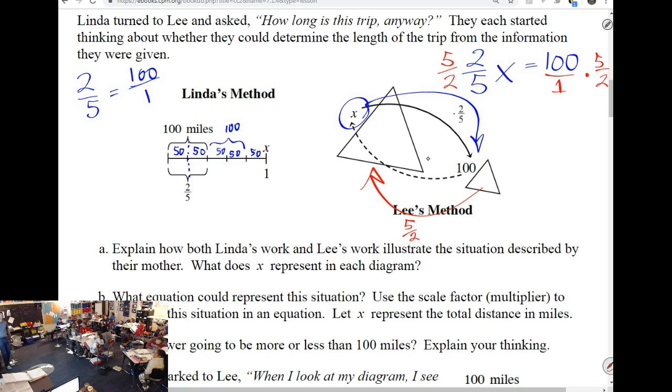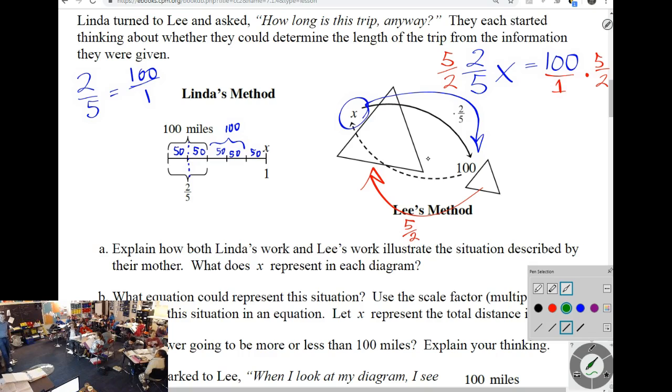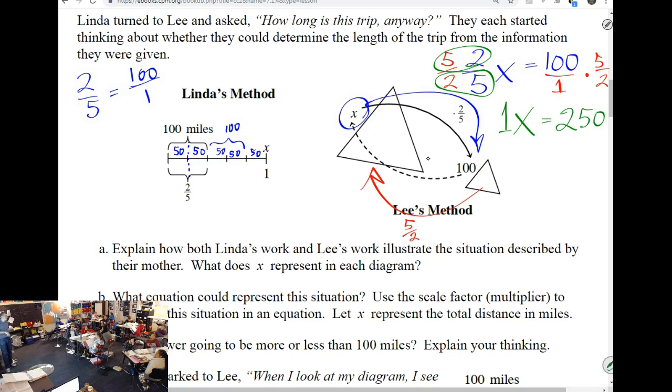What's 100 divided by 2? 50. What's 50 times 5? 250. And x, because this becomes 1, this becomes 1, that's just 1x, right, equals 250. What do you mean that's so long? We set up one equation and multiplied by the reciprocal. That's pretty simple. Yes, it's really long. That took forever. It's posh.